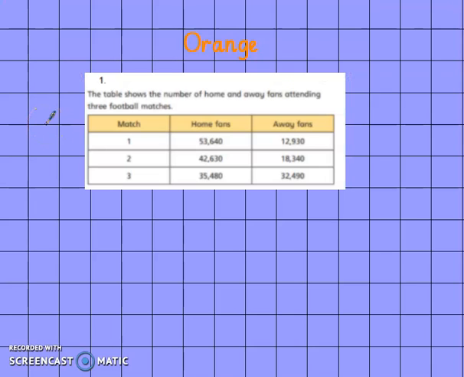Right, looking at the orange questions now. On question 1, it says the table shows the number of home and away fans attending 3 football matches. What we need to work out is which match had the most fans at the match. So that means you need to work out the sum, both the home and away fans all together in each match.